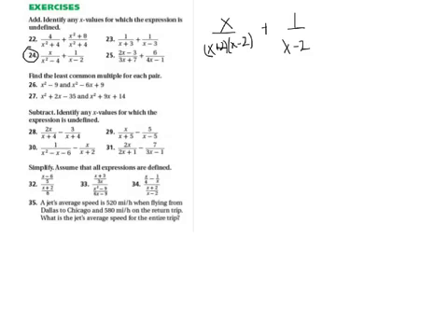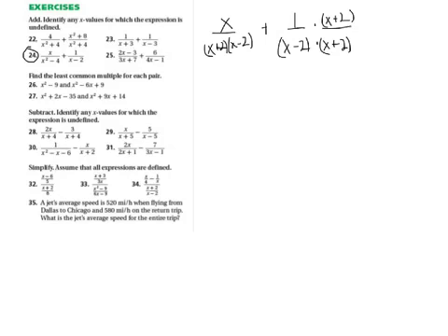Okay, and I just factored the first denominator. So this first denominator is missing nothing. But the second denominator is missing x plus 2. So I'd have to multiply by x plus 2. But if I'm doing that to the bottom, I've got to do it to the top. So we do x plus 2 over x plus 2.